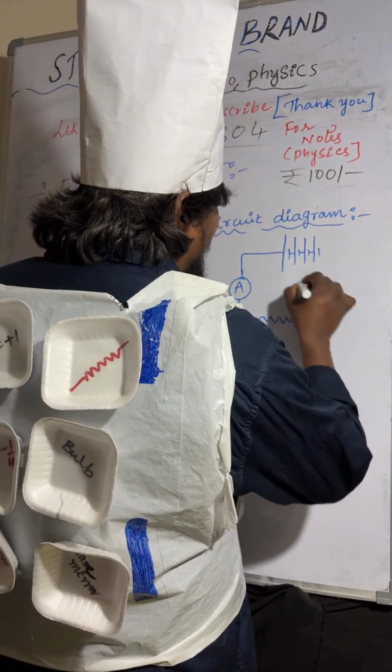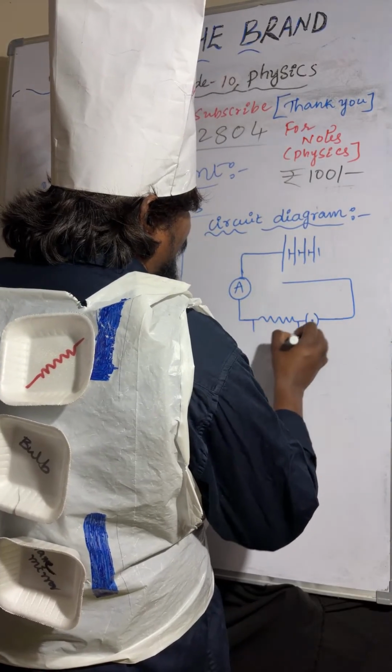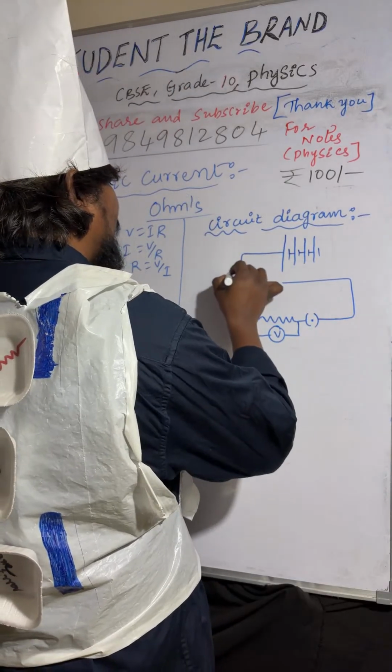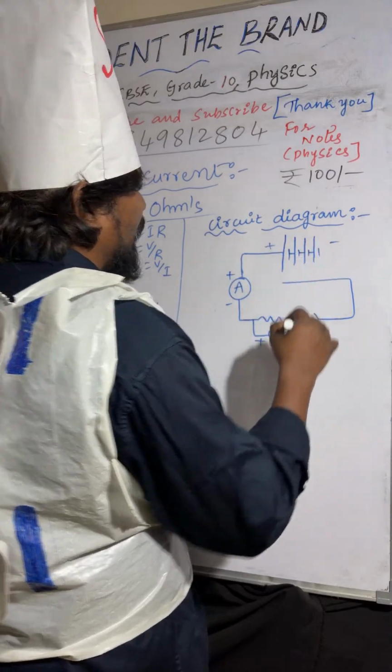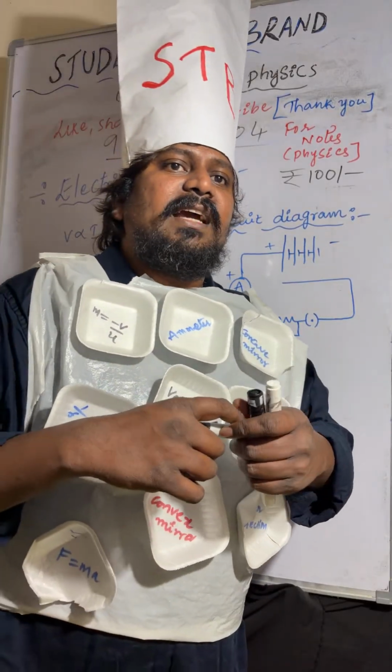Next one, the switch. Here I am connecting the voltmeter, with positive terminal and negative terminal, so that current is flowing. We should connect one by one.